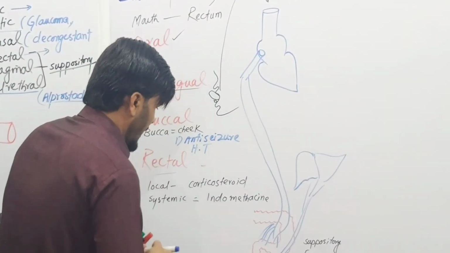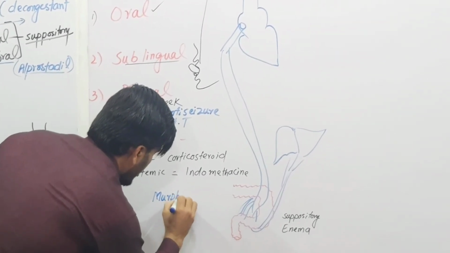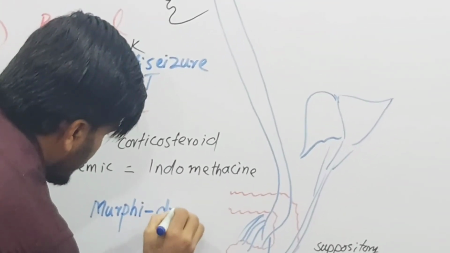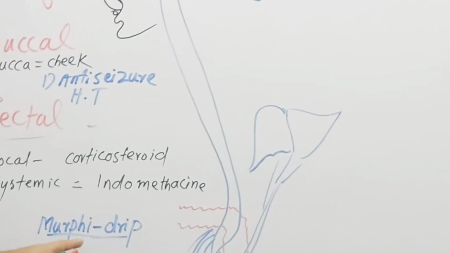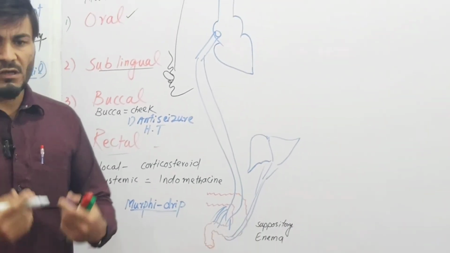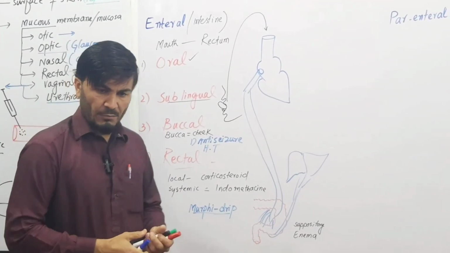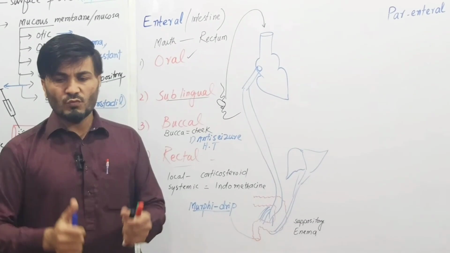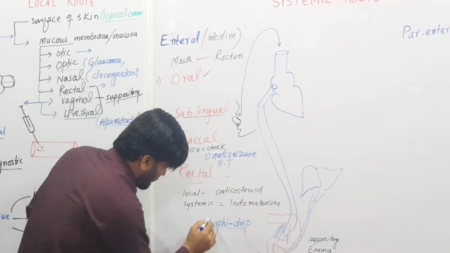Before the introduction of the IV route, the rectal route was mainly used for introducing Murphy drips, which is the administration of a large volume of fluid in the form of infusion, drop by drop, through the rectal route. It was introduced by the American surgeon Benjamin Murphy.